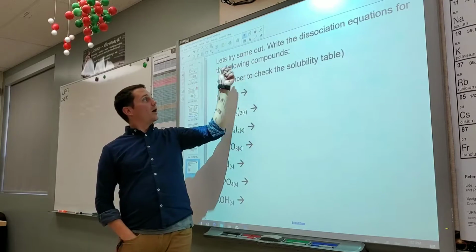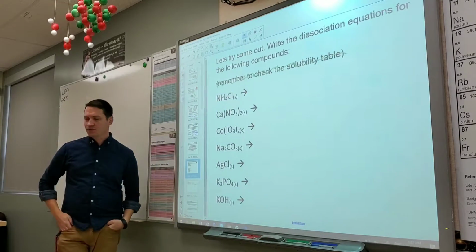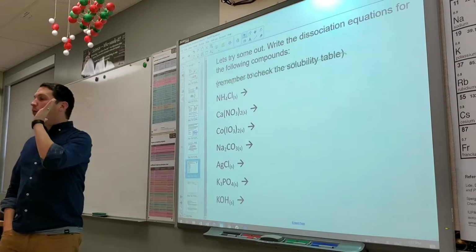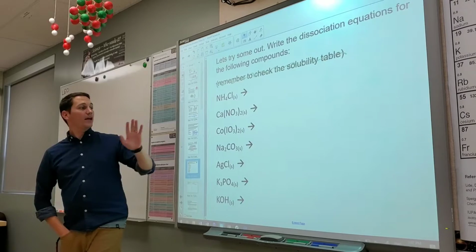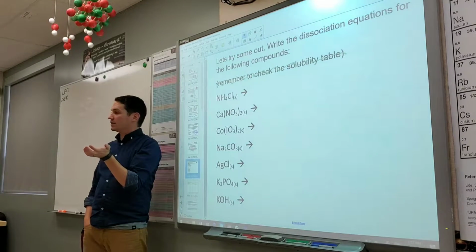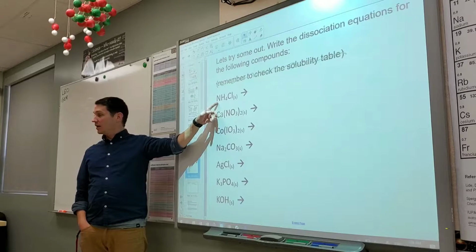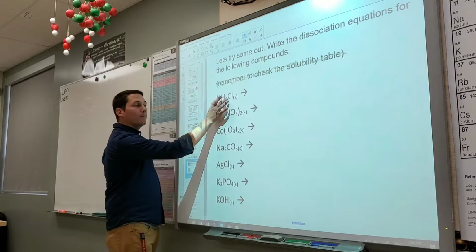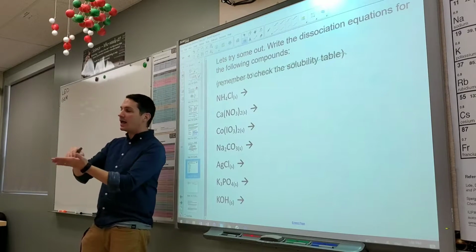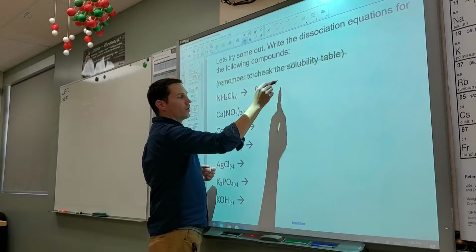So let's try some out. Also ignore this, remember to check the solubility table. Don't worry about that. We're just going to say they all dissociate. So write the dissociation equations for the following compounds. What you need to keep in mind is what are the ions in here? When I look at NH4Cl, there's three elements, but there's only two ions. What are the two ions that are involved? It's not nitrogen, it's ammonium, right? So this is ammonium and what else? And chloride. So how many ammoniums, how many NH4s do we have? We have one NH4. So this is going to dissociate into NH4+.